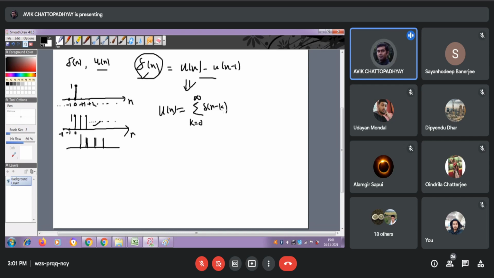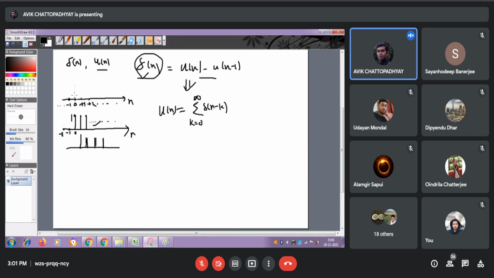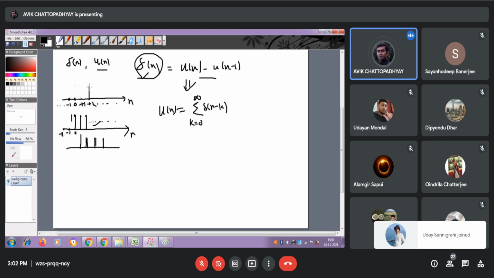When k equals 1, it will be just delta[n minus 1]. So delta[n minus 1] means a delta function which, instead of being located at n equals 0, is located at n equals +1. If I erase this and draw a delta function at this point, this is nothing but delta[n minus 1]. Now again, plus, when k equals 2, delta[n minus 2]. So delta[n minus 2] means this function is shifted, and instead of n equals +1, it is located at n equals +2.